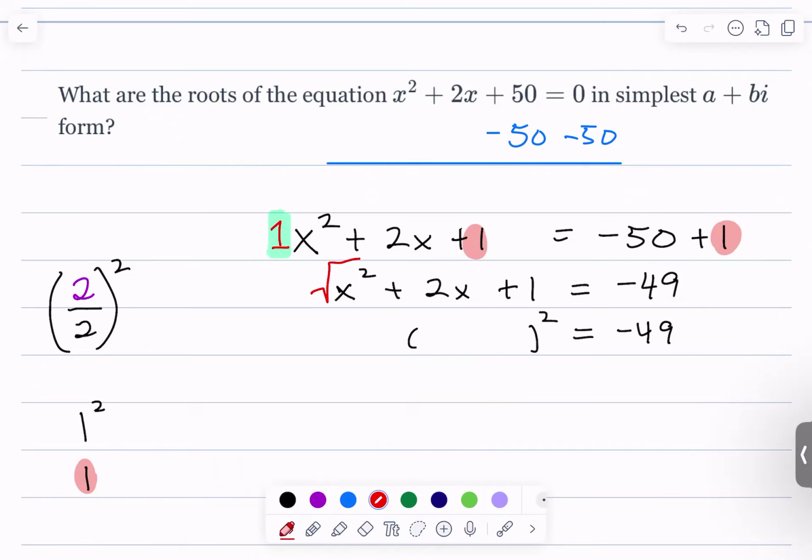When you build that perfect square, all we're going to do is take the square root of the first term. What is the square root of x squared? X. And then we're going to take the square root of the last term. What's the square root of 1? 1. And since this is a plus in between, this is also going to be a plus. That's how you build it, and I'll rewrite it in one color so we can work with it.